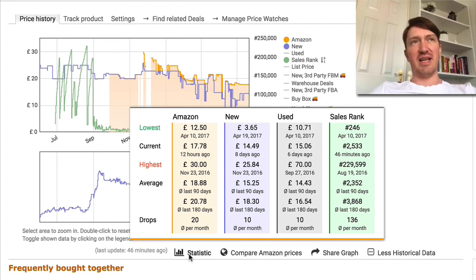So to a certain extent, you've got to take this stuff with a pinch of salt, but not totally. It's a really good little indicator. So you can see what the highest prices were, what the average prices were, and that can really help you when it comes to analysing a deal or doing your due diligence.